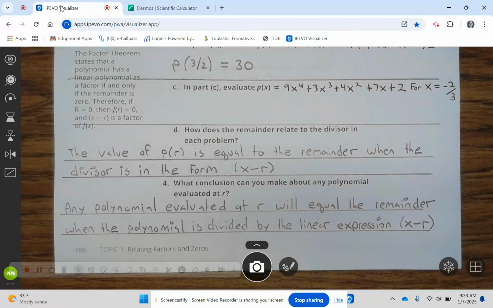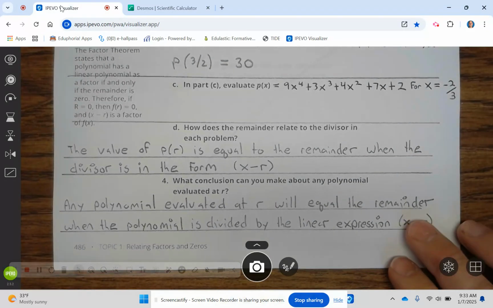Go ahead and complete C, D, and 4 on your own. All right, let's take a look at the next page.